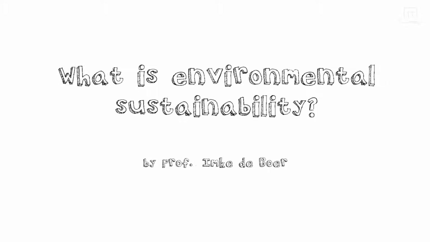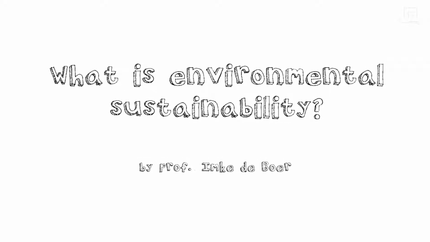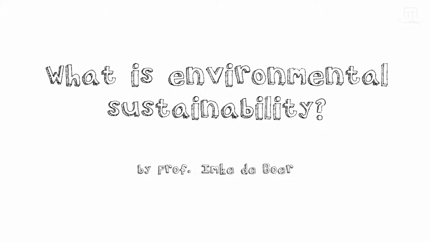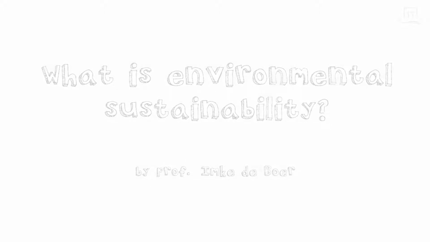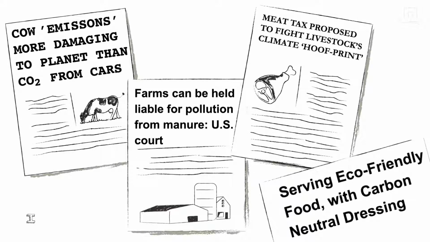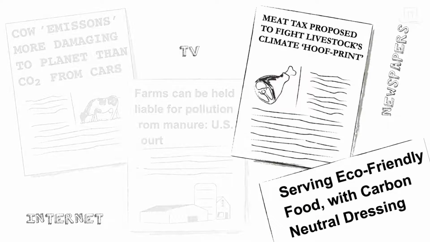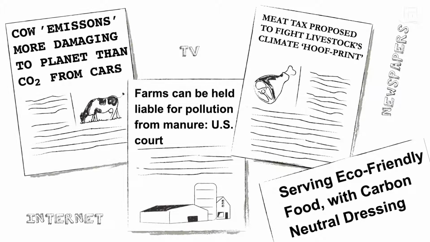Before you can evaluate whether or not your food has been produced in an environmentally sustainable way, you need to know what environmental sustainability actually is. Most likely, you've heard of environmental sustainability, probably on the internet, TV, or in newspapers, raising questions like, do cows really result in more greenhouse gas emissions than our transport system? Can we produce food without an environmental impact? The impact of food production on our Earth is a hot media topic.